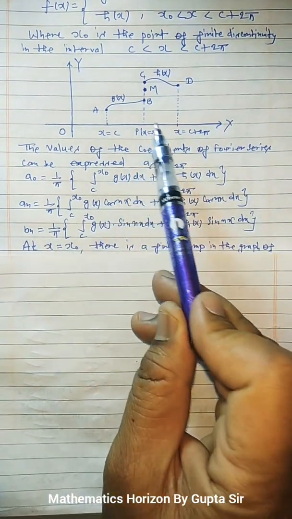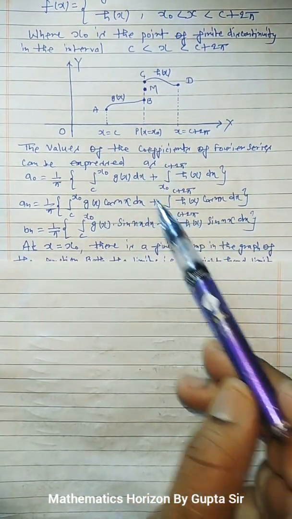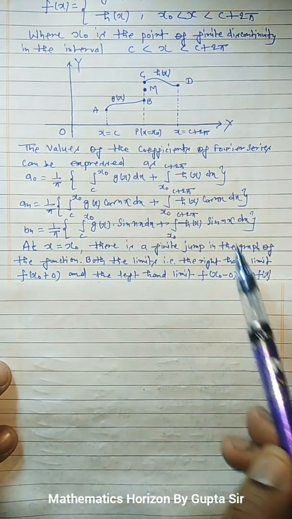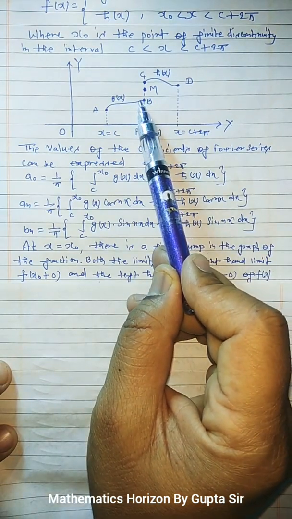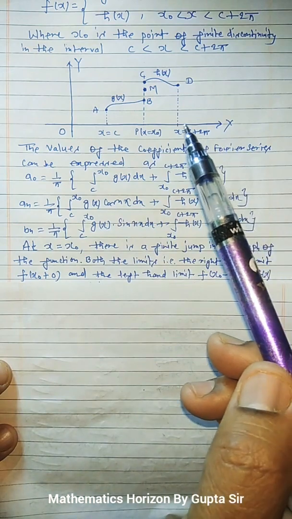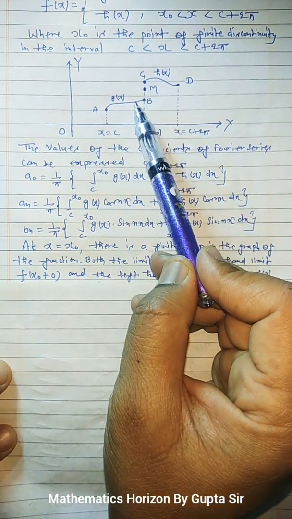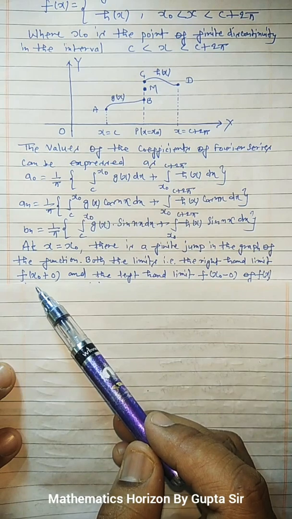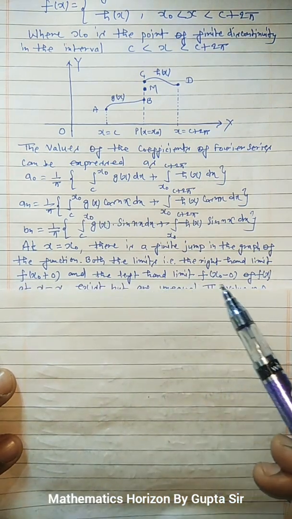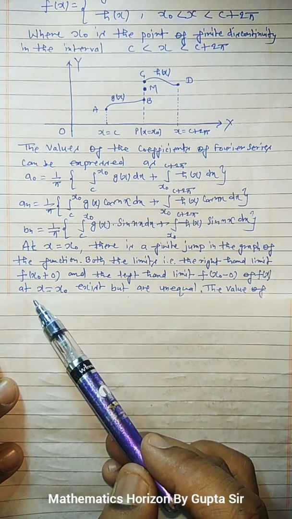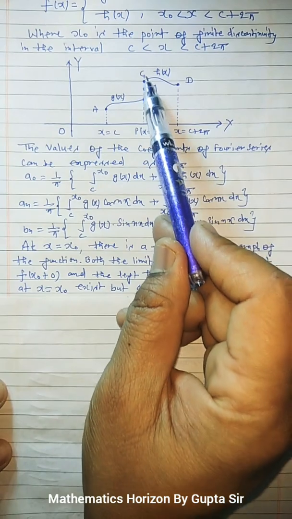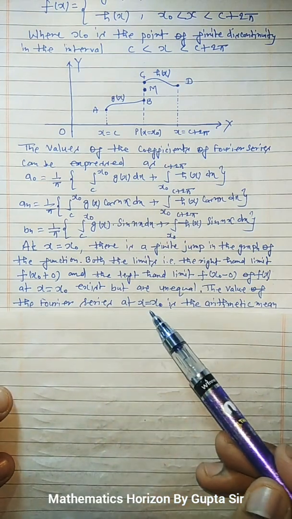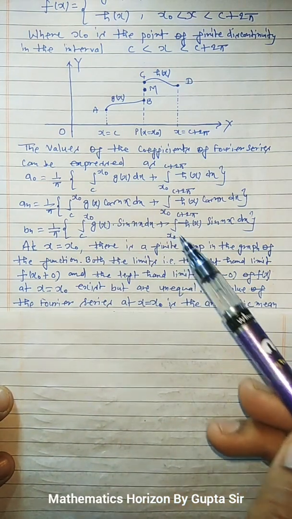Here, at the point x equal to x0, there is a finite jump in the graph of the function. Both the right hand limit, f(x0+0), and the left hand limit, f(x0−0), of f(x) at x equal to x0 exist but are unequal.